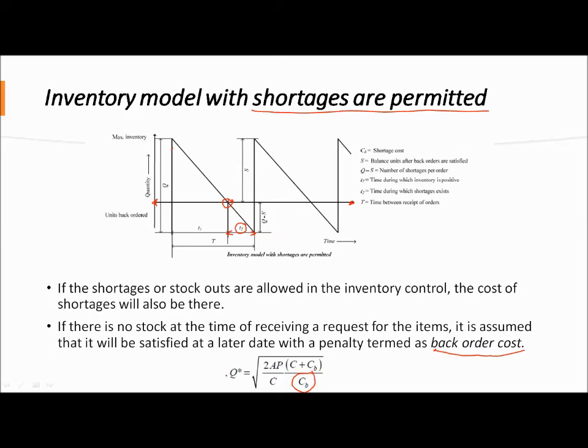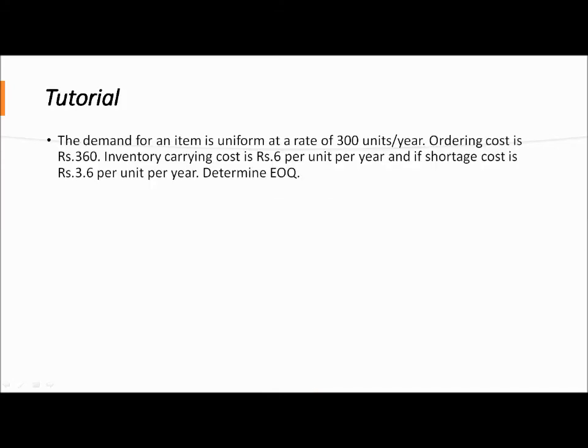So the economic order quantity Q can be found out by the square root of 2AP divided by C into C plus CB divided by CB, where CB is the back order cost, and the other terms are the same as we already saw in the previous case. Now to understand the concept better, let's again do a problem.